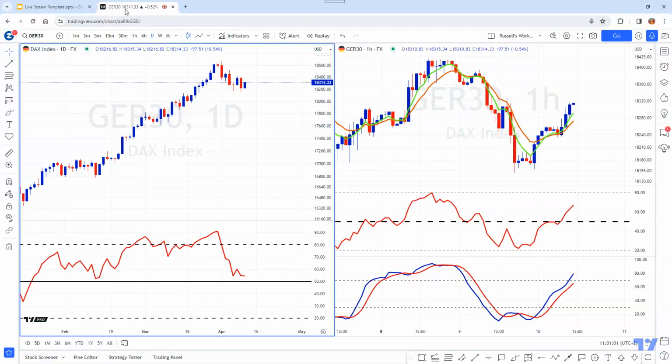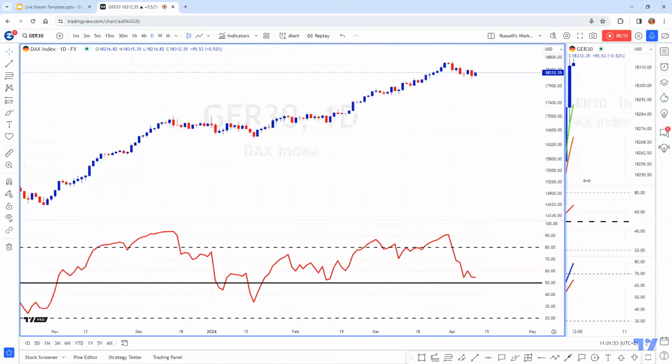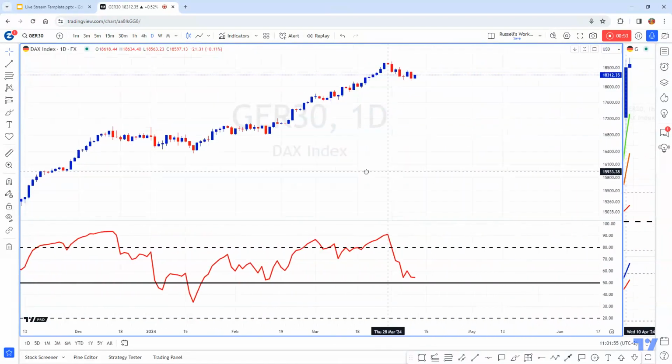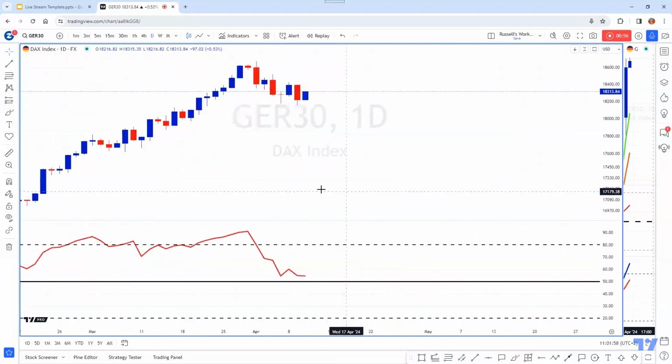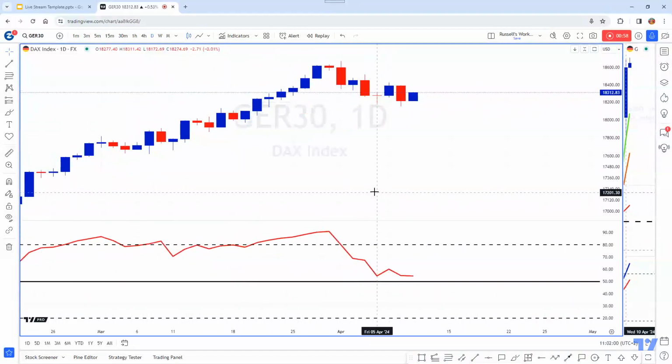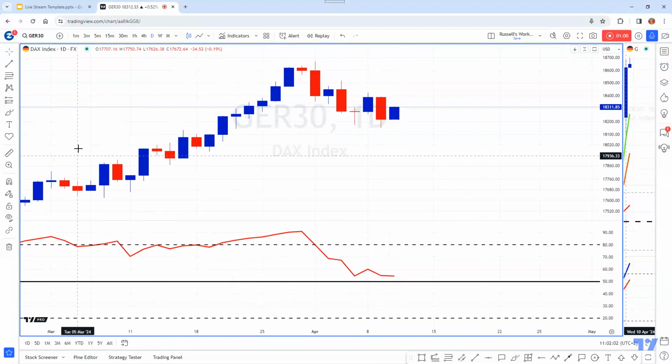All right, and let's go through to our DAX. What we want to do is just explore the DAX daily for the time being. So that's this chart over here. And what I want to show you is where the churn is, or the signs of the churn.